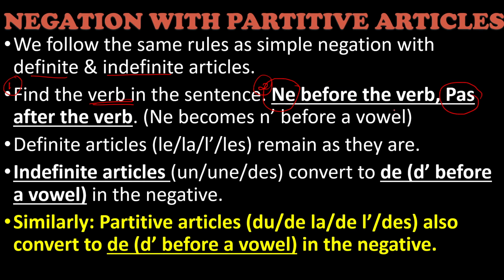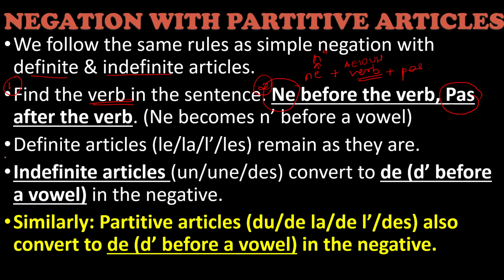So you're basically making a sandwich with the verb in between. Ne is the top bread, pas is the bottom bread. Your sentence will look something like this: ne, then the verb, and then pas. In order to do this, you need to find the verb first. Now, if your verb starts with a vowel, that ne has to become n apostrophe. You know this already. Now, what do you do for the different types of articles?